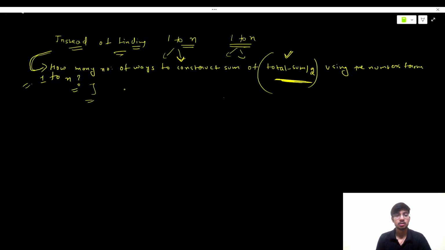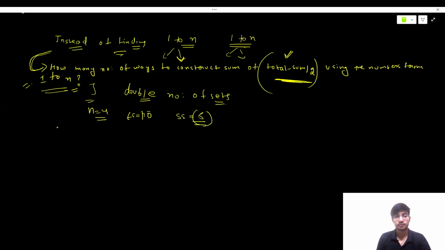If you find the number of ways from 1 to n, this would result in you counting double the number of sets. What I mean to say is, if you have n equals 4, the total sum would be 10, and the set sum would be 5. You have to construct the 5. How many number of ways can you construct the 5 by using these elements? This would result in you counting the number of sets double.